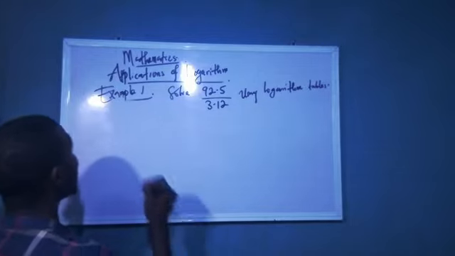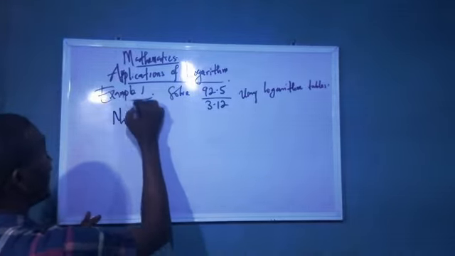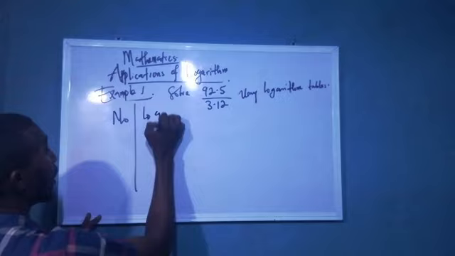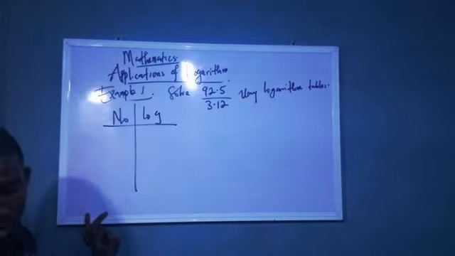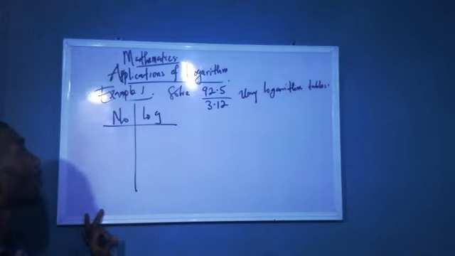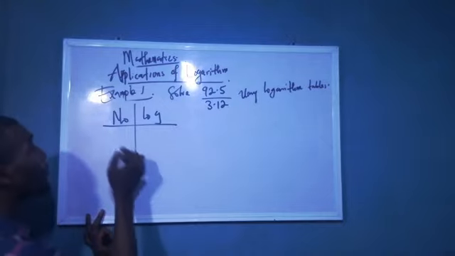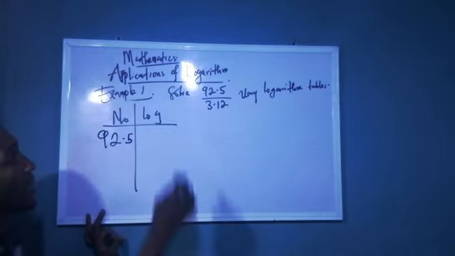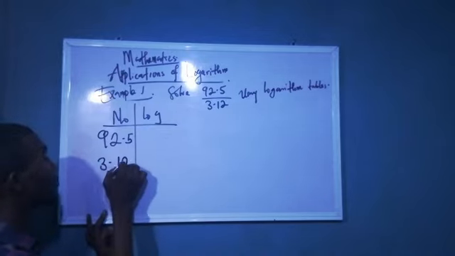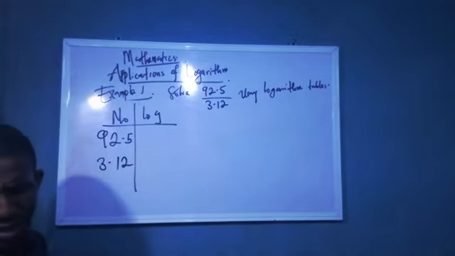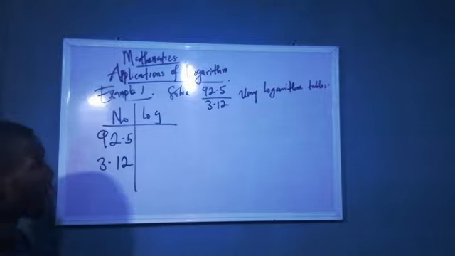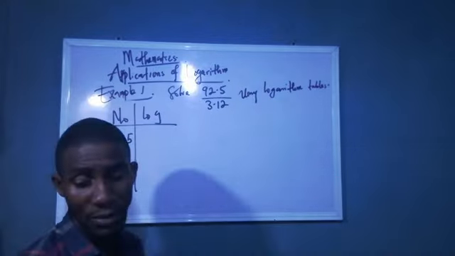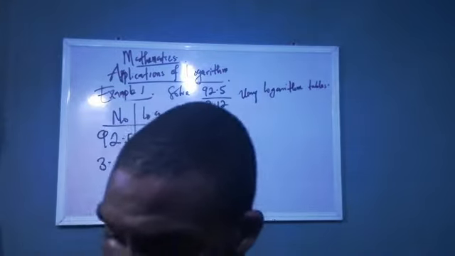So we start with our number, then we have a table, then we have log. Under the numbers, we write our numerator, which is 92.5. Then we write the denominator, which is 3.12. Now, how do we check in the logarithm tables? In the four-figure table, how do we check?